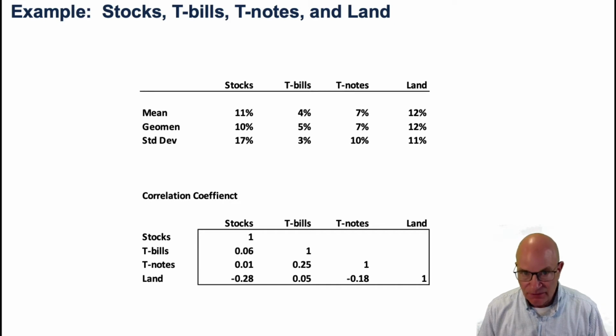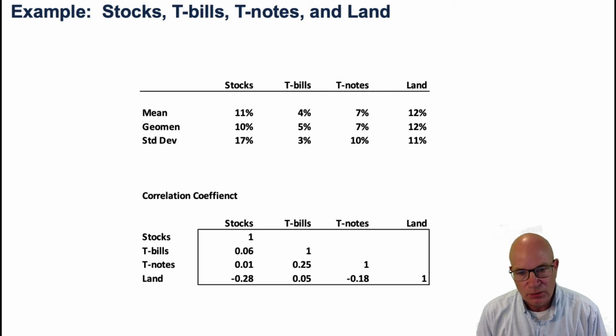You've seen these before: stocks, then these happen to be returns since 1929 through the present, T-bills, T-notes, and land. We're going to use the geometric means. The geometric mean of stocks is 10%, standard deviation 17%, and then you see below the correlation coefficients between the assets. That's the example that we are going to work in our Excel framework. So let's go to that Excel framework now.